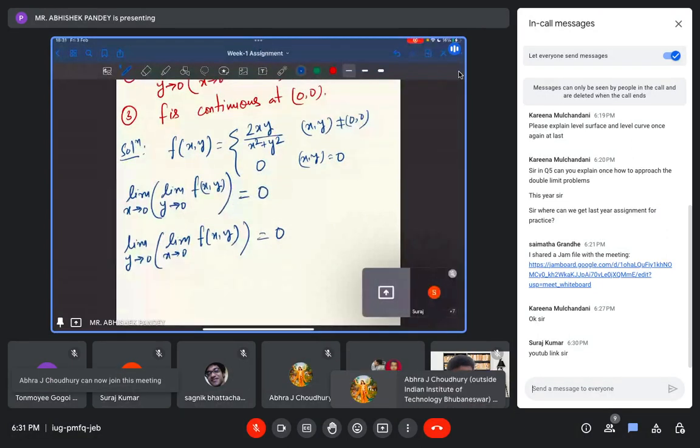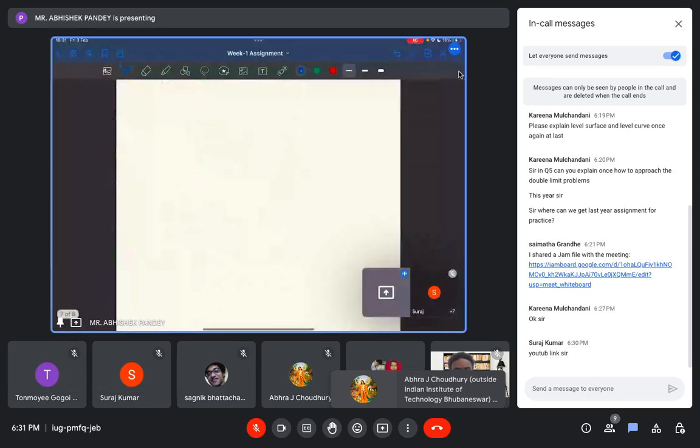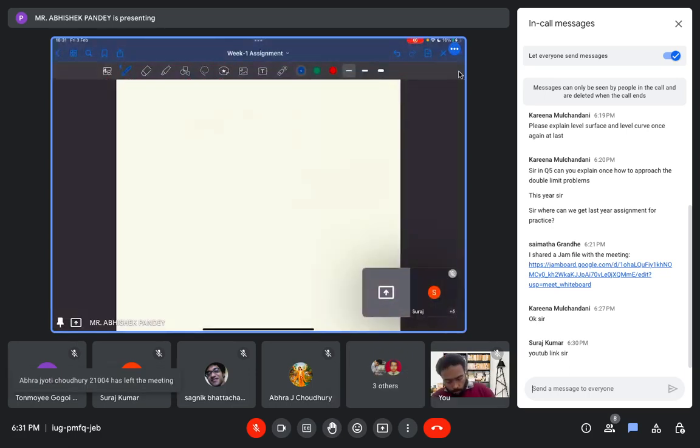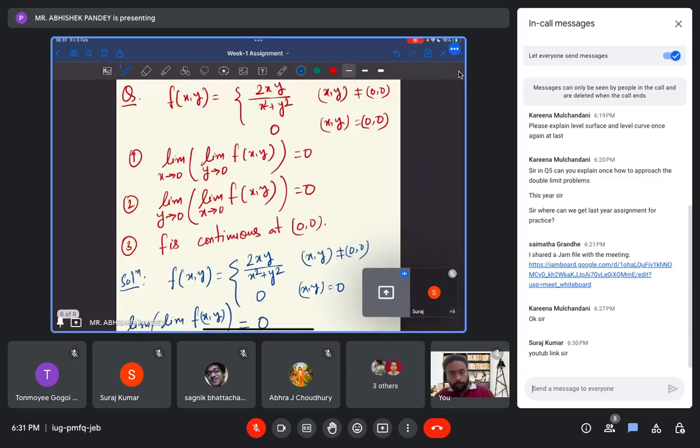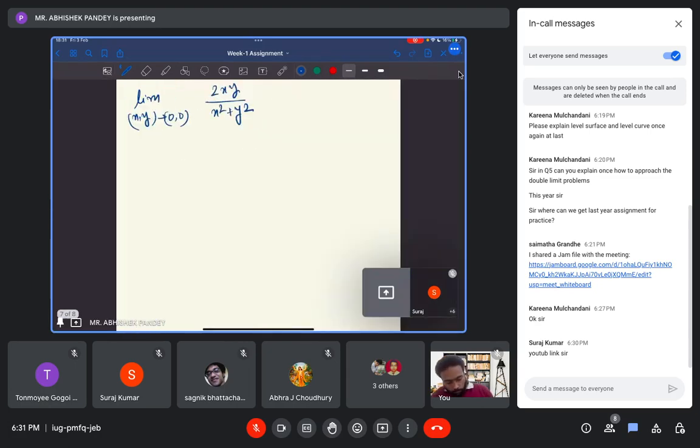Now we need to check the continuity of f. For this, we need to check the limit x comma y tends to 0 comma 0 of 2xy upon x square plus y square. So if f is continuous, this limit has to be equal to 0 because f of 0 comma 0 is 0. Okay, so let us see that one.